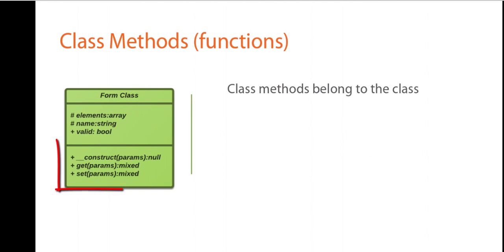Over here in the left UML diagram, we see an underbar construct, get, and set method set that belongs to the class, and that's how it's represented in a UML diagram.